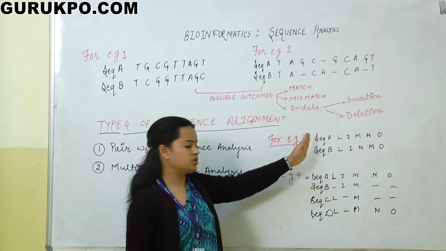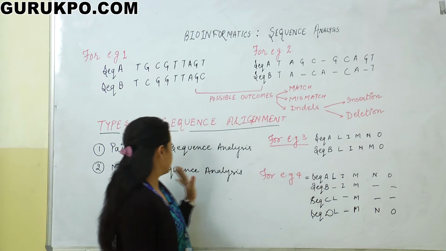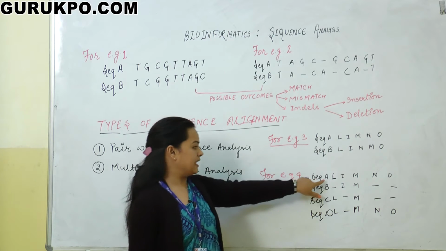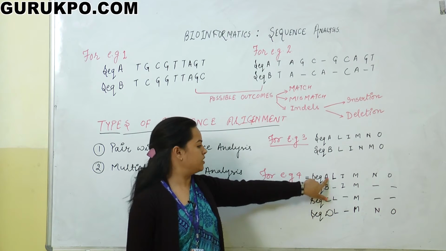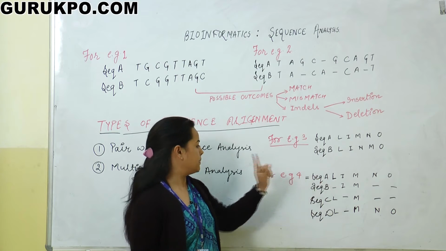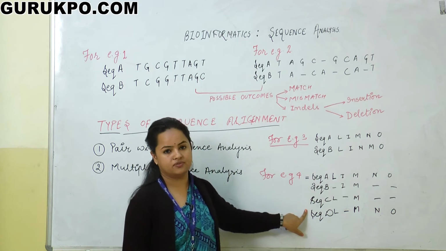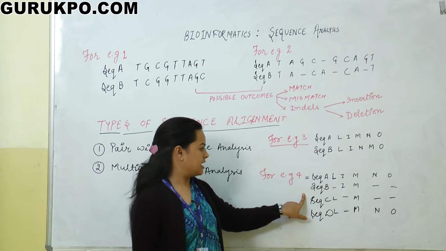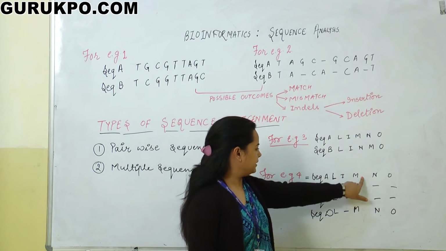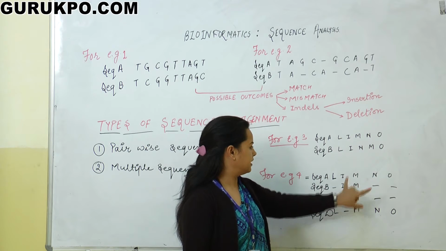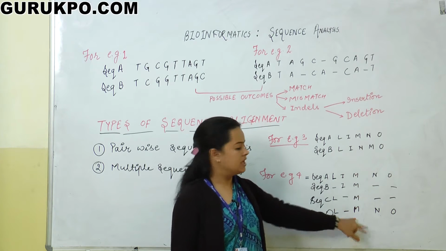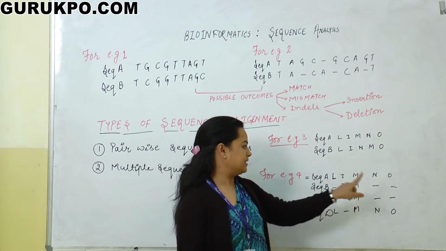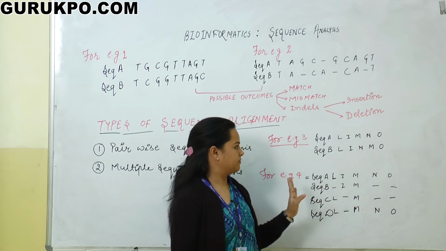As opposed to this, there is multiple sequence analysis, where sequence A is our master sequence, to which we compare three or more other sequences. These are referred to as multiple sequence analysis. And as we see that the letter M is common in all, this is referred to as a match, while the others are referred to as indels or mismatches.